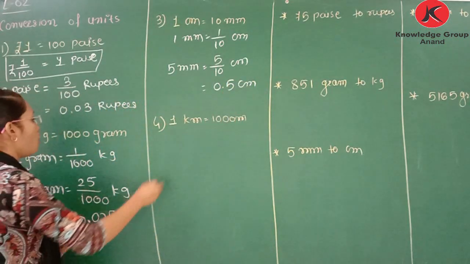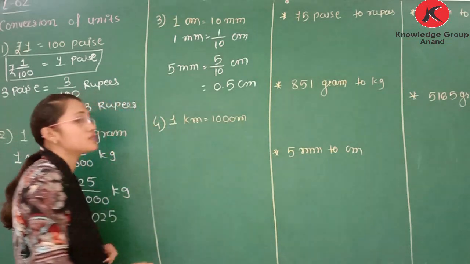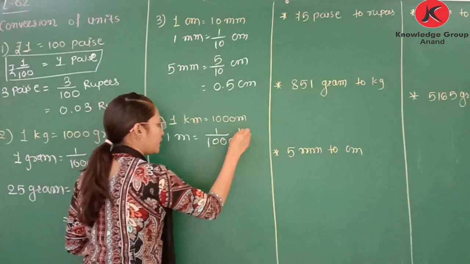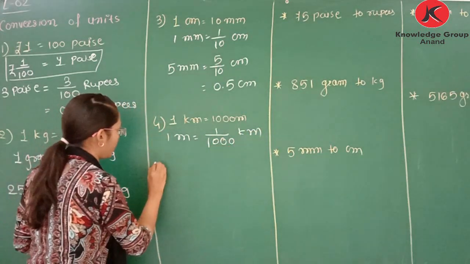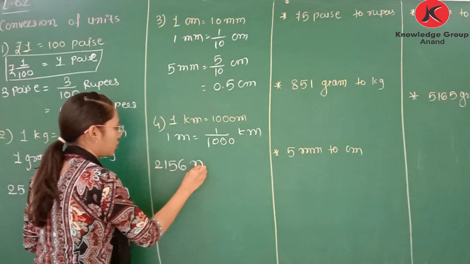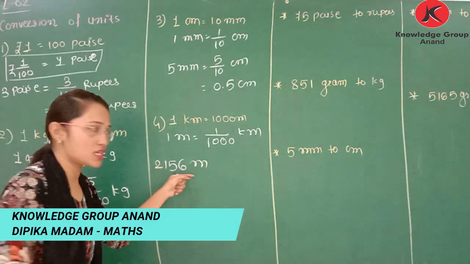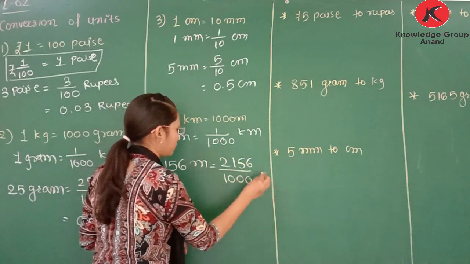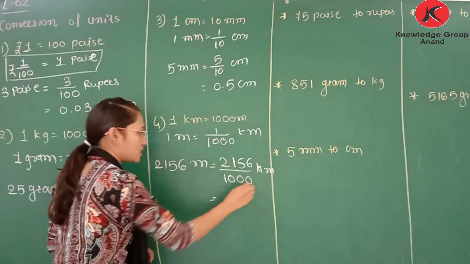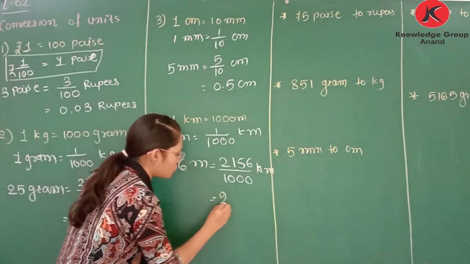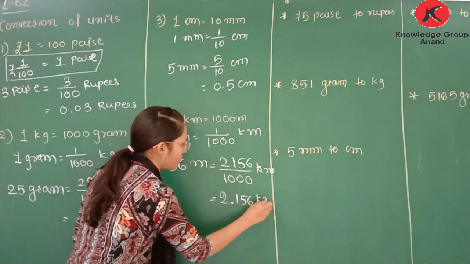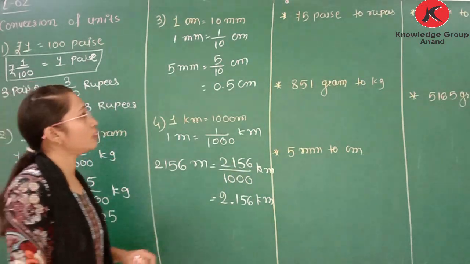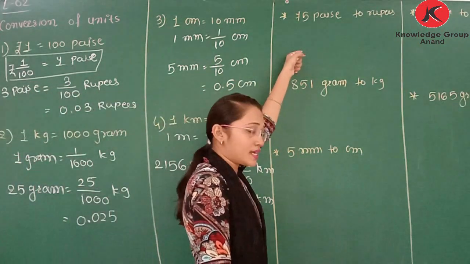Clear? Now 1 kilometer is equal to 1000 meter. So 1 meter is equal to what? 1 by 1000 kilometer. So if I give you 2156 meters, convert it into kilometer by dividing by 1000. So there are 3 digits in the decimal. It means 2.156 kilometer. Put the point after 3 digits. So 1 2 3, after that the decimal point. Clear? Now next. Examples are given.